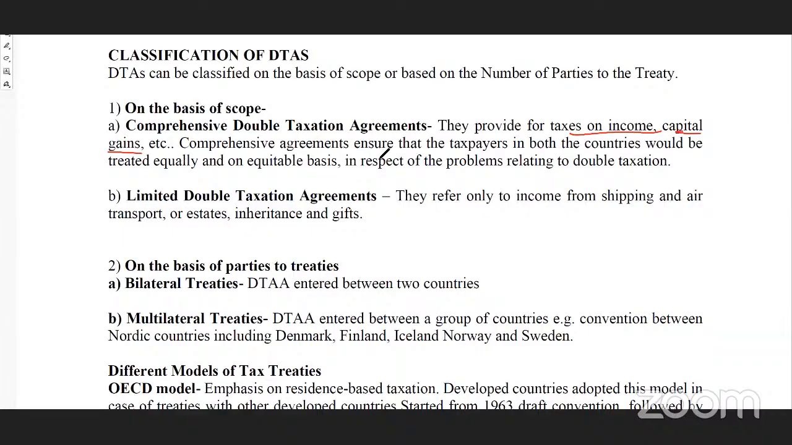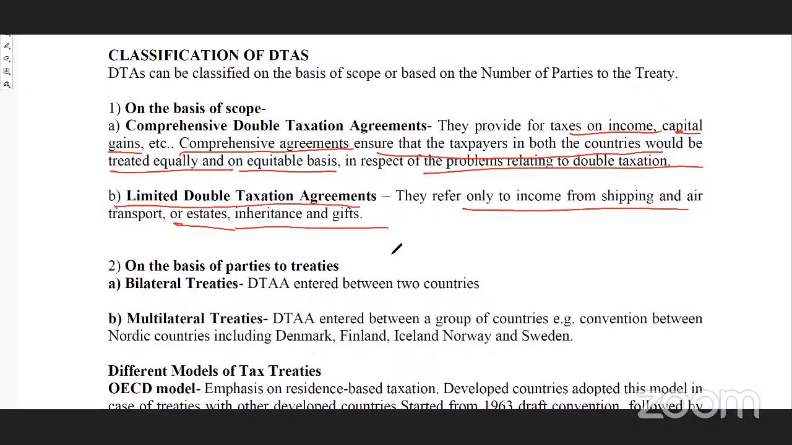So they are full DTAs that ensure that taxpayers in both countries will be treated equally and on an equitable basis in respect of the problems relating to double taxation. So comprehensive DTAs cover all types of income and capital, right? Income, maybe shipping and air transport, or estate, inheritance and gift taxes. The UK has some DTAs which are limited, like they only cover specific incomes, not all incomes, right?